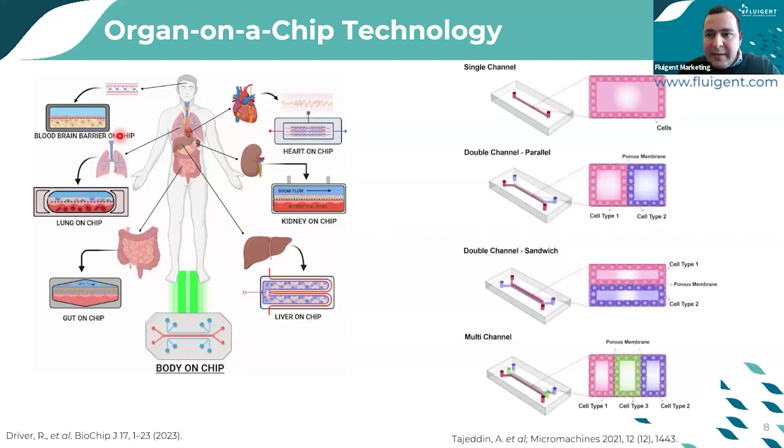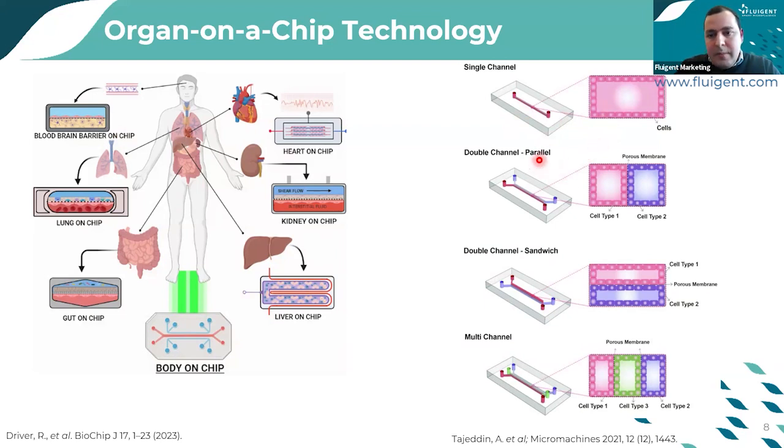We can summarize the chips that are actually used for these applications in 3 or 4 modes. The first one is the single channel, where you will have a rectangular cross-section, and you will have the cells adhered on the walls. Afterwards, we can do the perfusion, recirculation, injections, and study the effect on the cells.